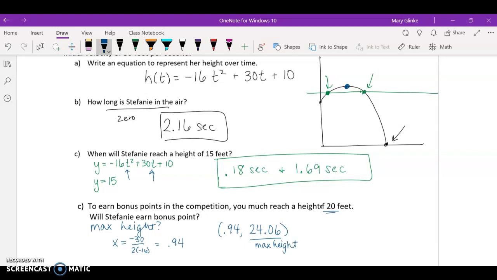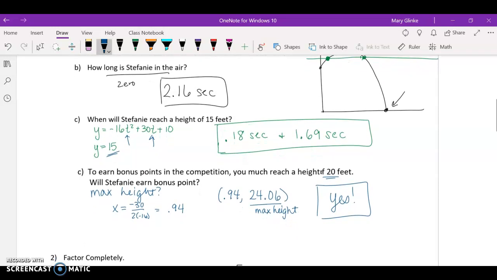So since that height is more than 20 feet, then yes, she would earn her bonus points because she got up to 24 feet and she only needed to get up to 20 feet. So again, many ways to do that. You could have typed in 20 for your y2 and see if those equaled each other, but this is just another way of doing it.